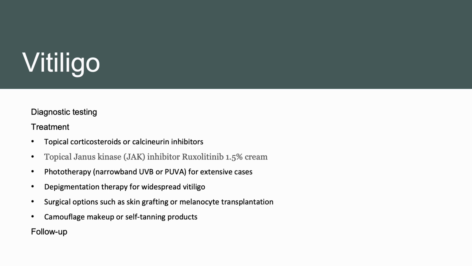For treatment, topical corticosteroids or calcineurin inhibitors are often used for localized vitiligo. And then recently, there has been a topical Janus kinase inhibitor called ruxolitinib, 1.5% cream, and that was recently FDA approved for the treatment of non-segmental vitiligo involving less than 10% of the body surface area in patients over 12 years old. So that's exciting. We haven't had a FDA approved medication for vitiligo prior to this.